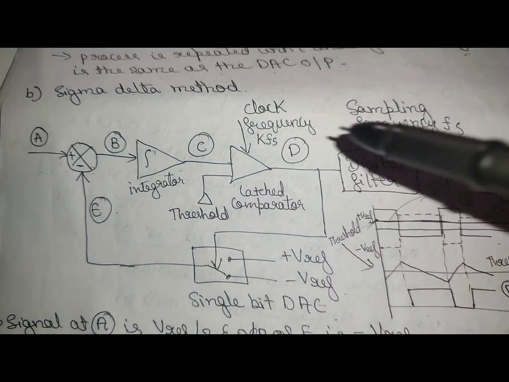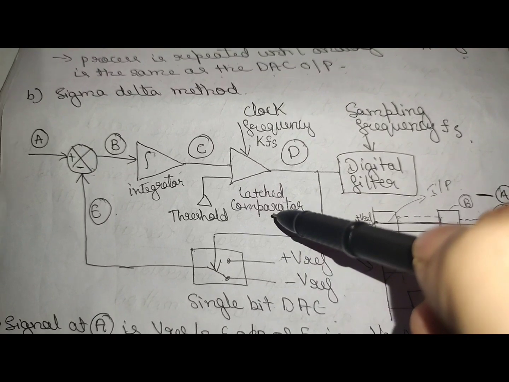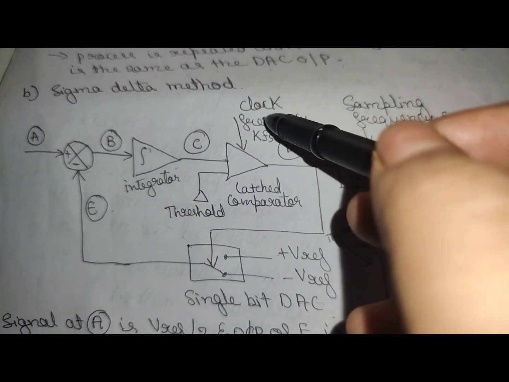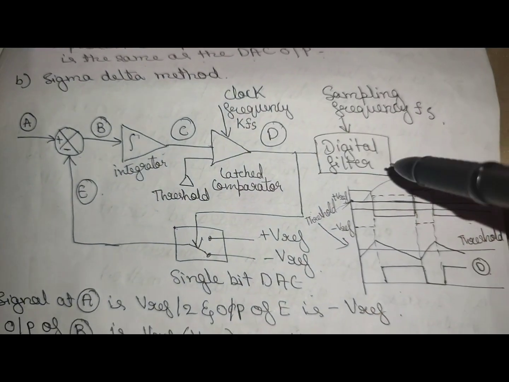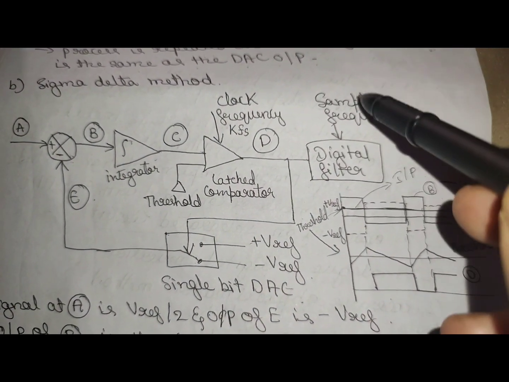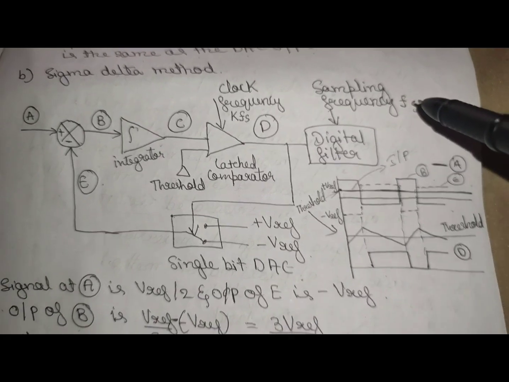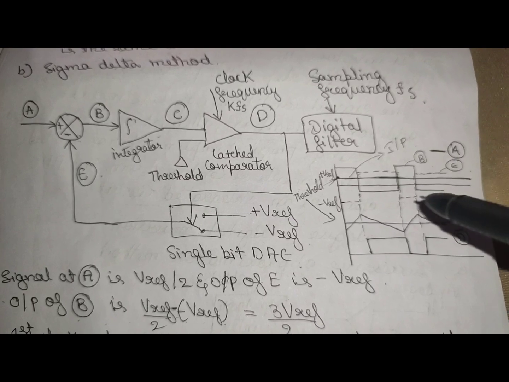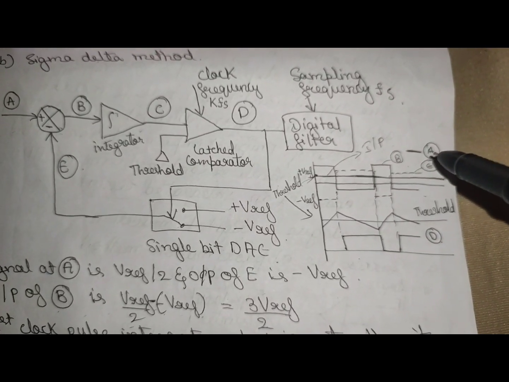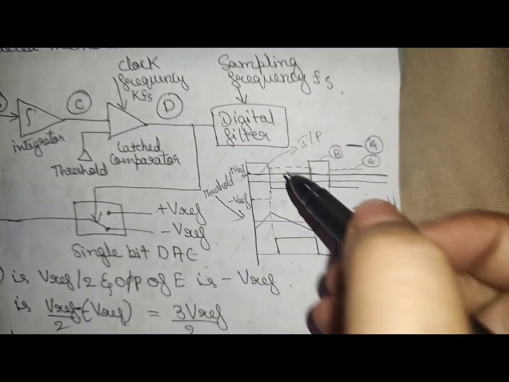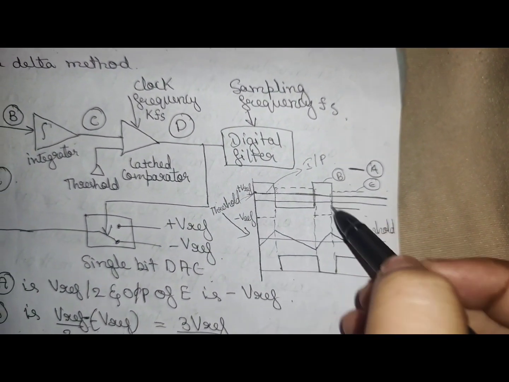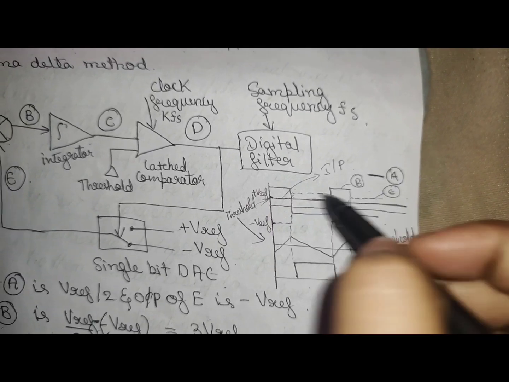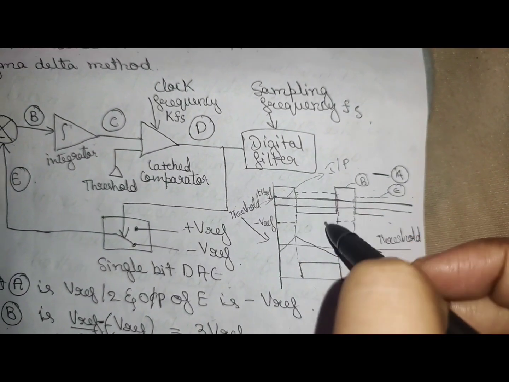Next it will go to the latched comparator. Here the threshold is there, the clock frequency is K FS, and the digital filter sampling frequency is FS. So the first waveform you get is A. This waveform is B, and this waveform is A, and the dotted line is E.